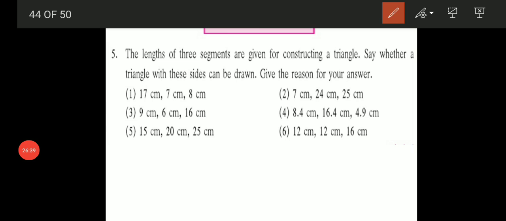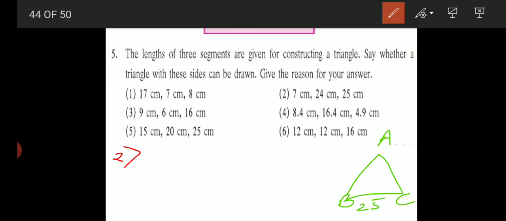In the second sum, the measurements given to you are 7 centimeter, 24 centimeter and 25 centimeter. Out of all these three measurements, the highest value measurement will be what? We need to draw the rough figure first. So here I draw a rough figure again and name it ABC. The highest value, which is the base value, will be 25. And the remaining two you can put as 7 centimeter and 24 centimeter.